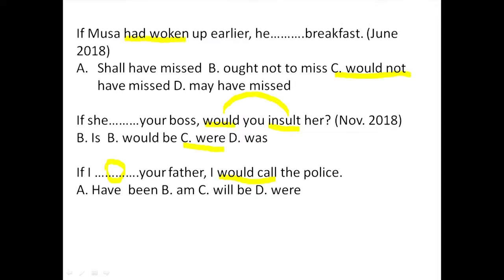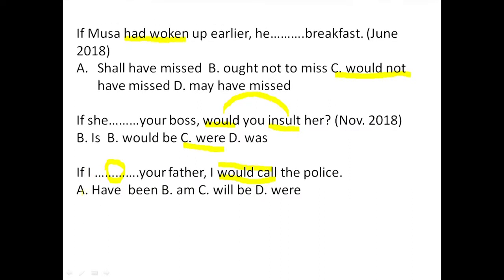We of course know condition 2 under the if aspect, we require what? We require past tense, and under the consequent clause, we require the would aspect. And thankfully, having the would aspect under here has given us a hint about what to come here. Meaning, we require past tense after the if. So if I dash your father, I would call the police.